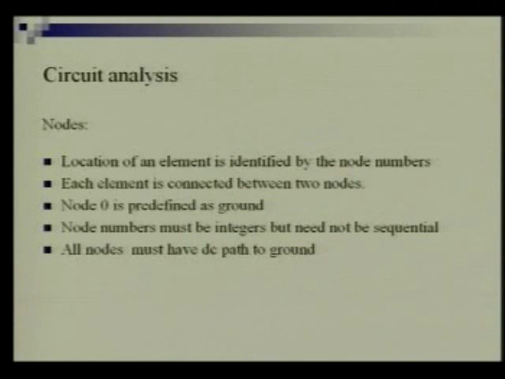As I already said, node 0 is predefined as the ground. So no node means that's the ground. Node numbers must be integers but need not be sequential. All nodes must have a DC path to the ground. Okay.